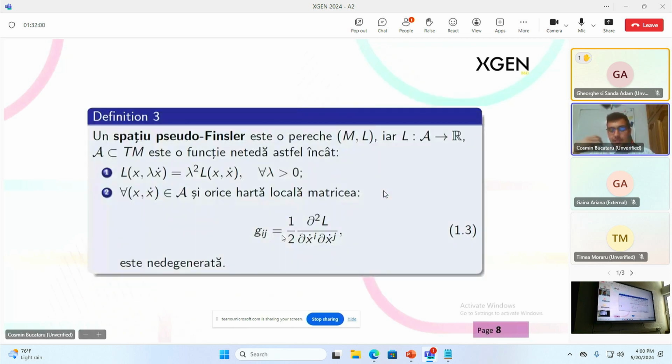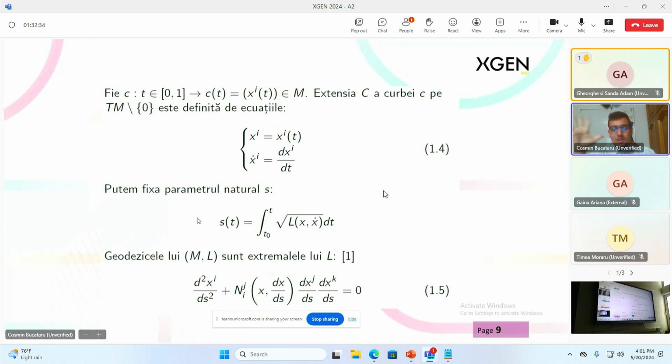Well, we need another concept, the pseudo-Finsler space, which is a pair (M, L), where L is the Lagrangian function defined on a subset of the tangent bundle with two properties: positive homogeneity in the first one, and the second, the Hessian matrix, the g_ij tensor, the metric tensor of the manifold, is non-degenerate, and we will see later why this is important. This construction was also introduced in the paper of Bucataru.